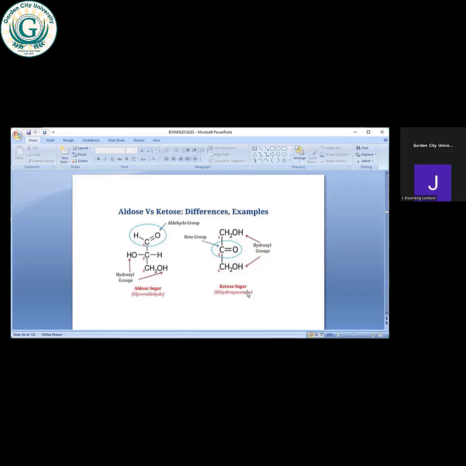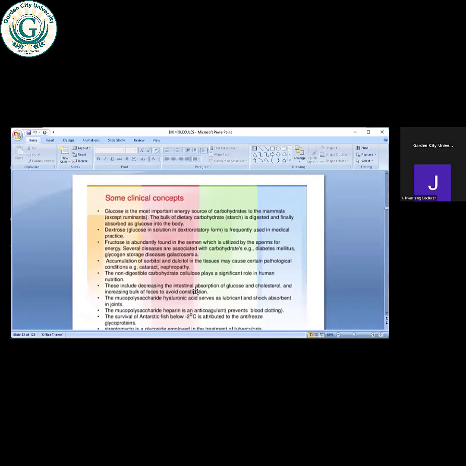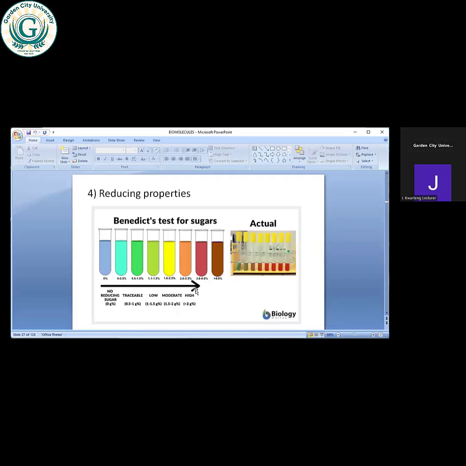An example of a ketose sugar is dihydroxyacetone, DHA. Another example is fructose. So you can either classify them as aldose or as ketose, depending on which functional group is present. So let me show you an example.